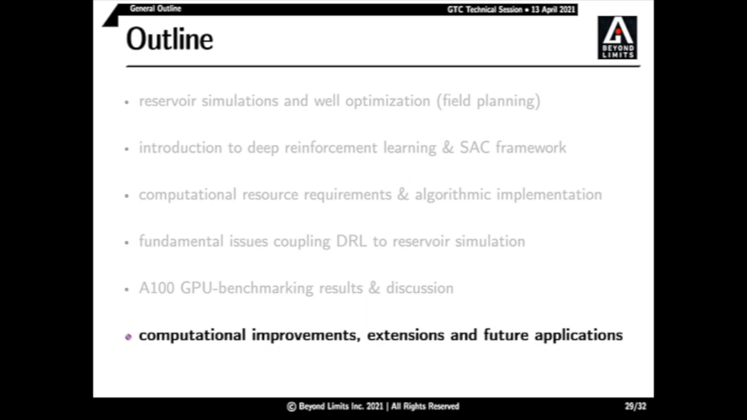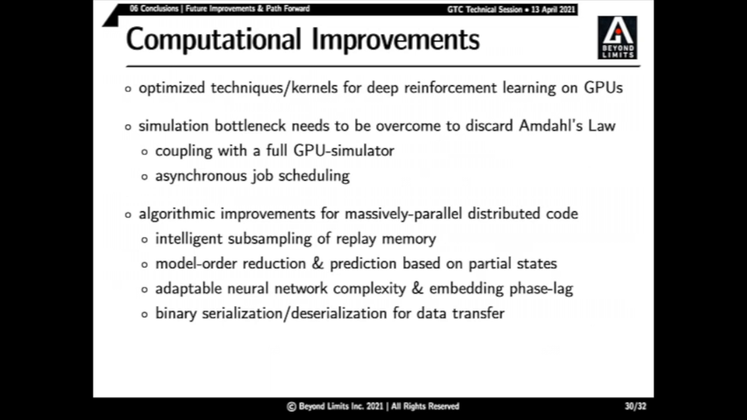I will now talk about some of the key computational improvements that we are working on, together with extensions and future applications of the DRL framework that I've presented today. In terms of the improvements that we are currently working on, we are looking at optimizing the various aspects of our DRL framework to use GPUs more efficiently. We are also trying to overcome a parallelization bottleneck that is caused by the simulation environment, and this at the moment limits the computational efficiency of our code through Amdahl's law. Our priority is to overcome this and improve the simulation speed to match the learning process.